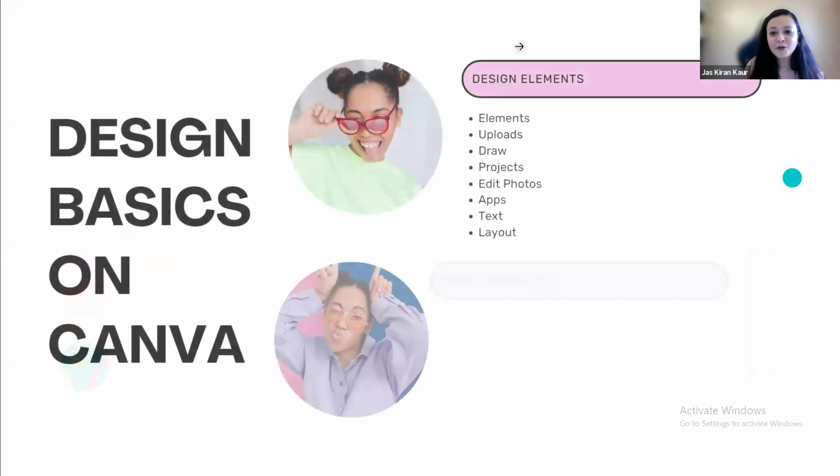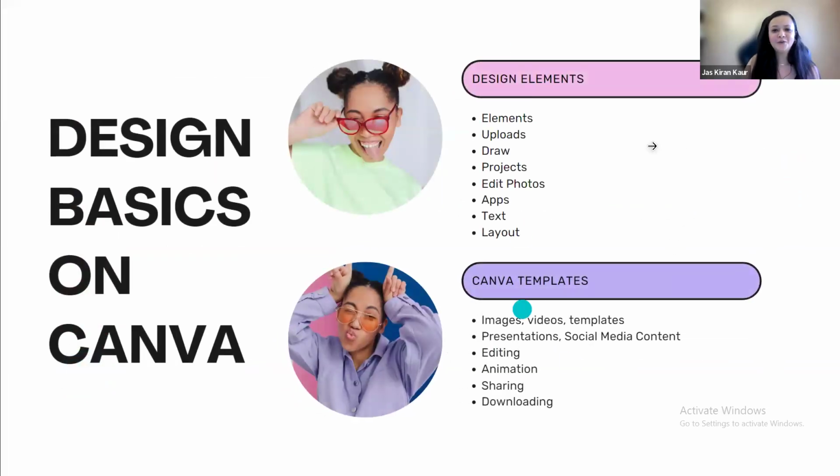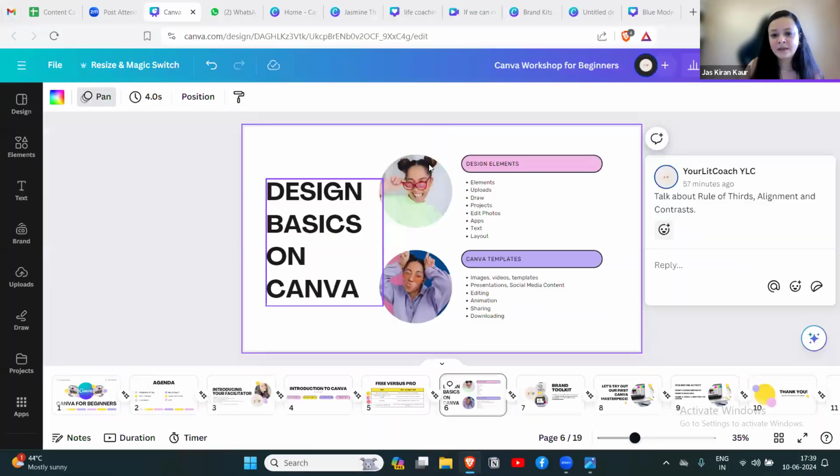All right. I think I've covered most of this while sharing with you on how to create different posts. But when it comes to the elements, we've discussed the elements, the upload feature, the draw, how to create projects, edit photos, apps, text, and layout. Let me discuss those little things which are remaining. I think the presentation and the sharing bit and a little bit of design.